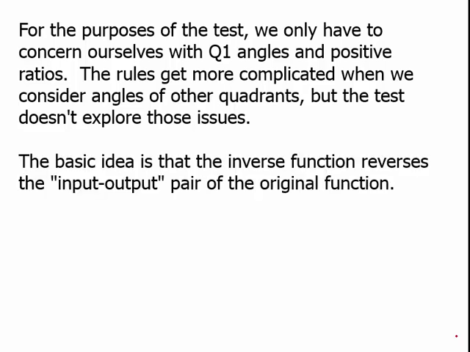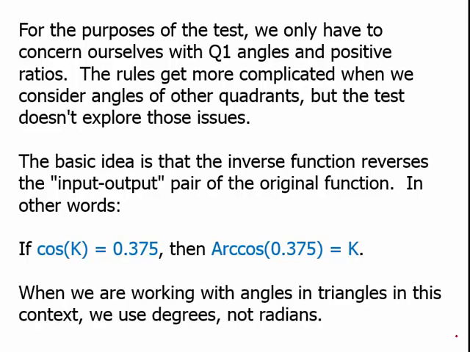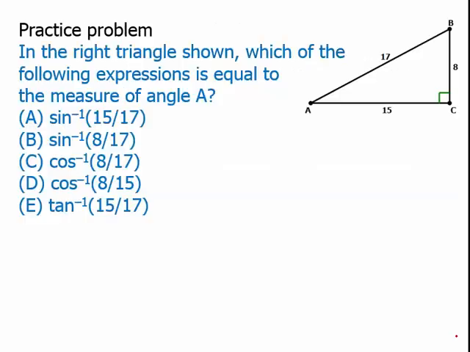The basic idea is that the inverse function reverses the input-output pair of the original function. In other words, if the cosine of k equals 0.375, then the arc cosine of 0.375 would equal the angle k. When we are working with angles and triangles in this context, we use degrees, not radians. So we always use degrees for triangles in this context.